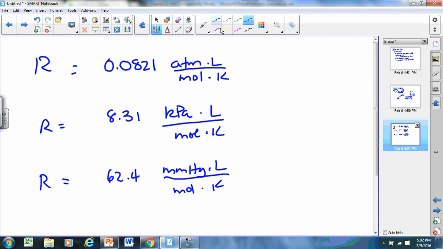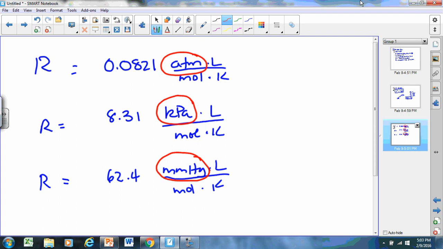And the crazy thing is, I'm going to go up here and grab a different color pen. This is the value of R you have to use if the problem gives you the pressure in atmospheres. And this is the value of R you have to use if the problem gives you the pressure in kilopascals. And this is the value of R you have to use when the pressure is given in millimeters of mercury. It's kind of crazy because there's three different pressure scales, therefore there's three different values of R.